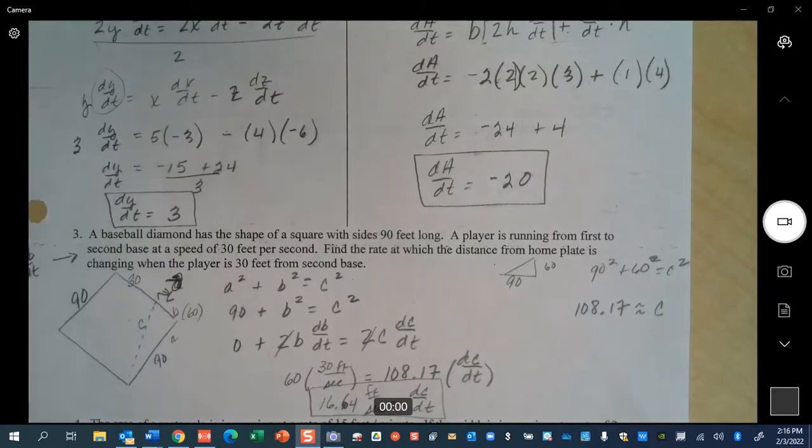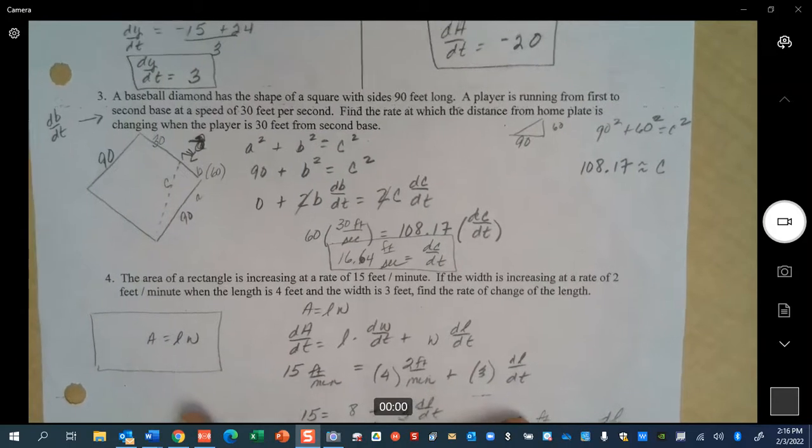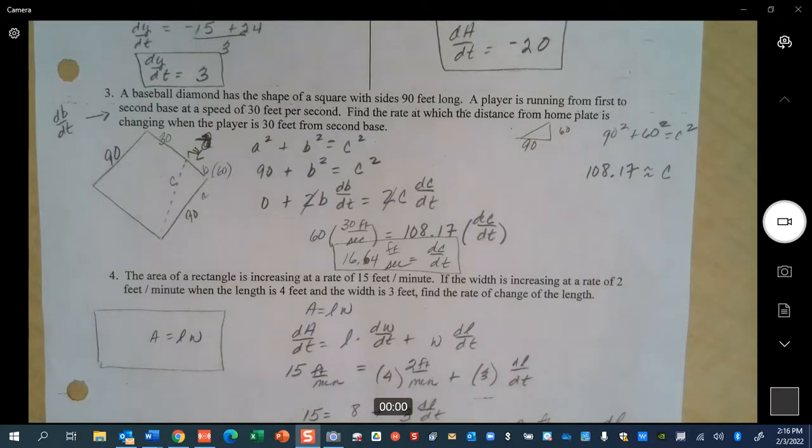Number 3, I love doing the drawings of these. We have our baseball player running. And each time I do this, something different's changing, potentially. So I need to make sure I read the problem carefully. He's running from first to second at a speed of 30 feet per second. So find the rate at which the distance from home plate, that's going to be my C, is changing. This is constant. This is going from 0 all the way up to 90. How fast is his distance changing?